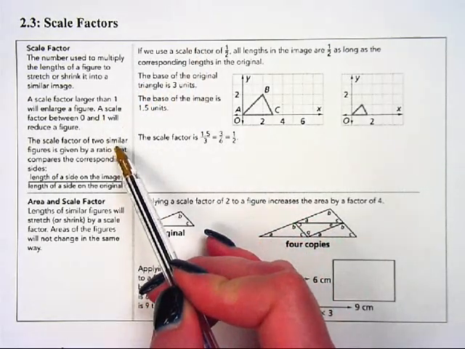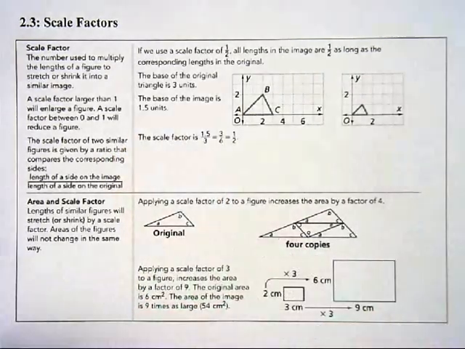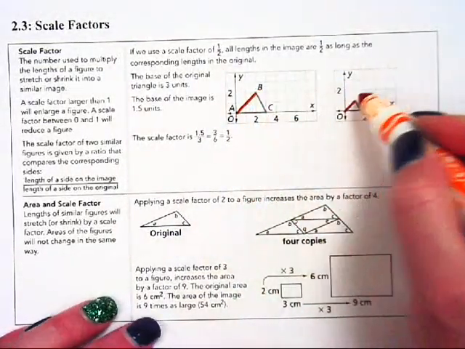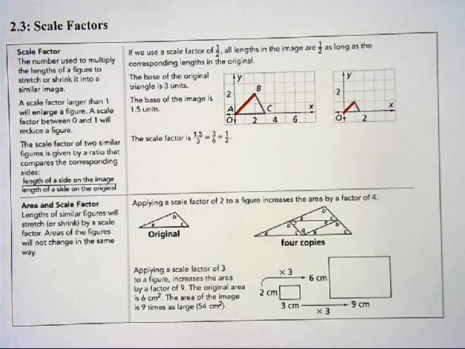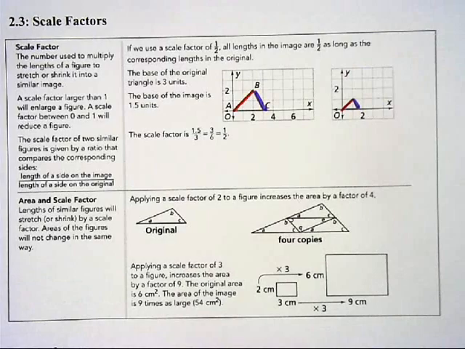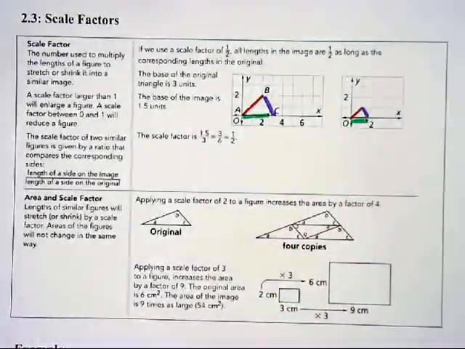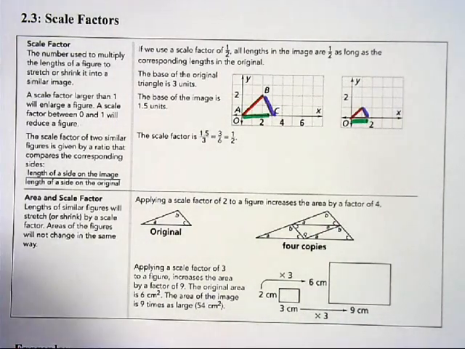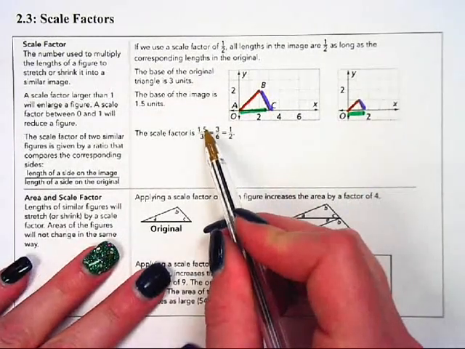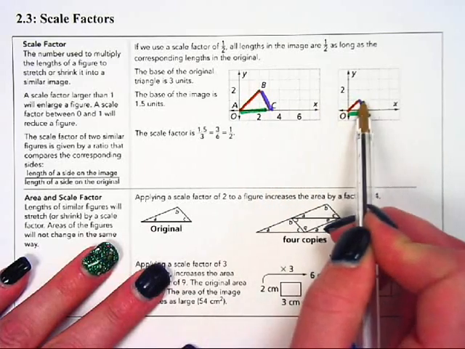The scale factor of two similar figures is given by a ratio that compares my corresponding sides. As a reminder, corresponding means that this side matches up with that side in my smaller figure. My side length BC matches with that smaller side length right there. And my bottom, A to C, matches up with that smaller side length right there. We talked about that the very first day of notes. So make sure for all your problems today, your scale factor, when you write it as a fraction, is a ratio between the sides that correspond.